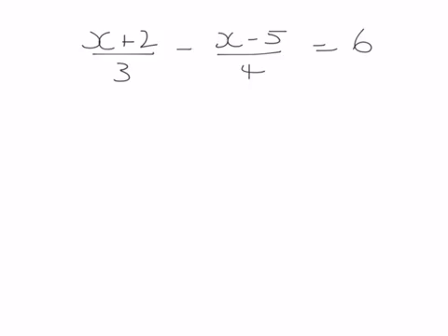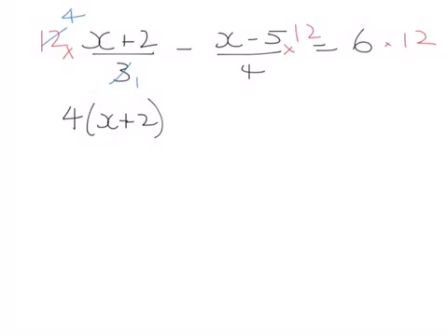One last example. Denominators are 3 and 4, so I need to times everything by 12. Then see what I can cancel. 3 into 3 goes once, 3 into 12 goes 4. So then for this term I'm left with 4 outside of x plus 2. Then going to my next, 4 into 4 goes once, 4 into 12 goes 3. Then I've got minus 3 lots of x minus 5, which equals 6 twelves, which is 72.